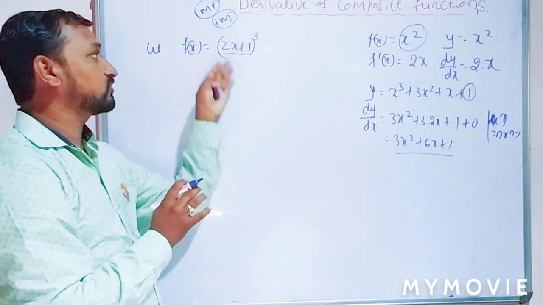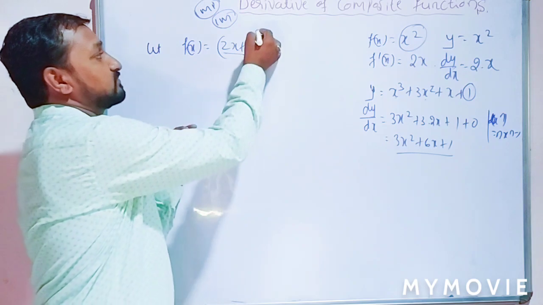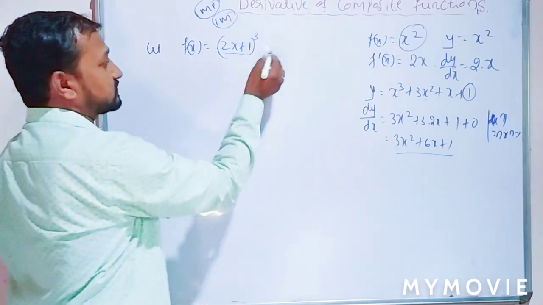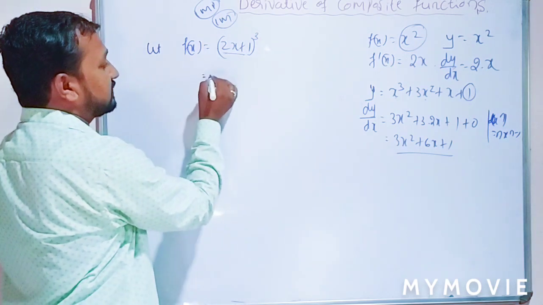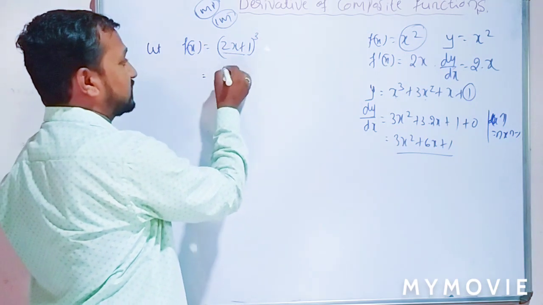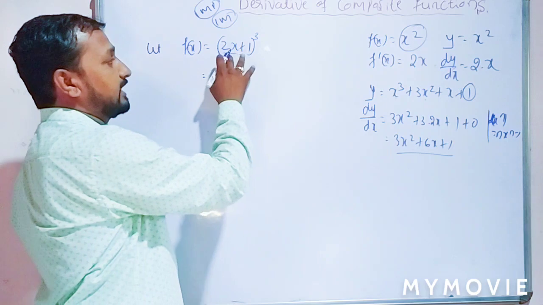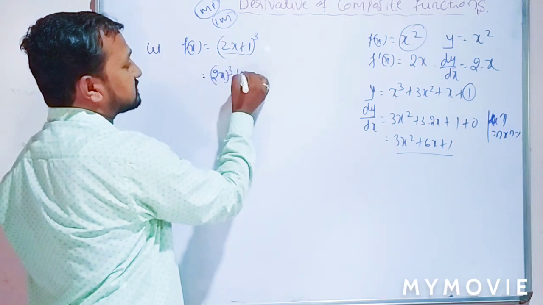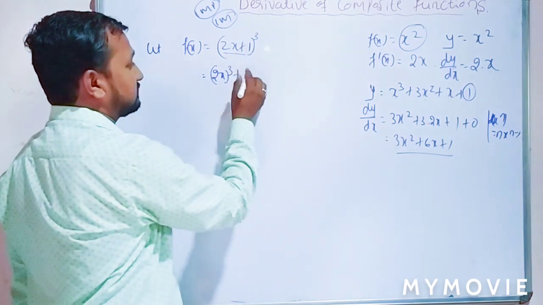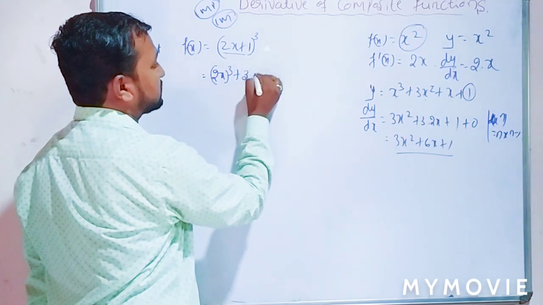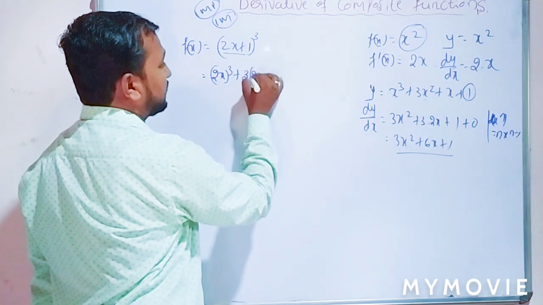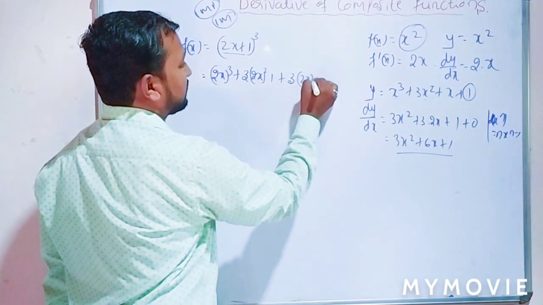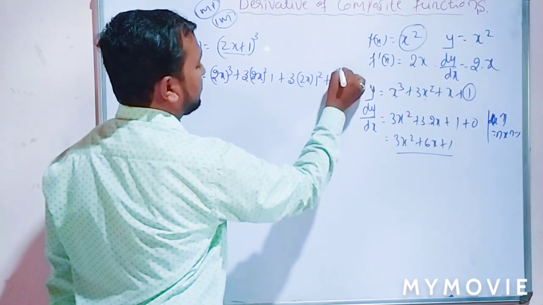2x plus 1 whole cube function. So this is very simple, that is 3. By using binomial expansion, we can expand this function using the formula (a plus b) whole cube. a cube is nothing but (2x) cube plus 3a square b, that is 3 into (2x) whole square into b, plus 3ab square, plus b cube as it is.